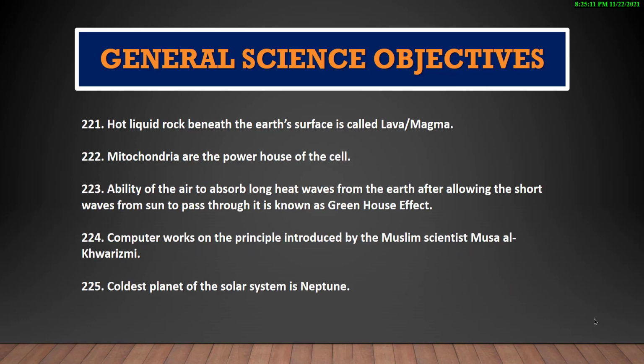Hot liquid rock beneath the Earth's surface is called lava or magma. Mitochondria are the powerhouse of the cell. The ability of the air to absorb long heat waves from the Earth after allowing the short waves from the sun to pass through it is known as the greenhouse effect. Computer works on the principle introduced by the Muslim scientist Musa al-Khwarizmi. The coldest planet of the solar system is Neptune.